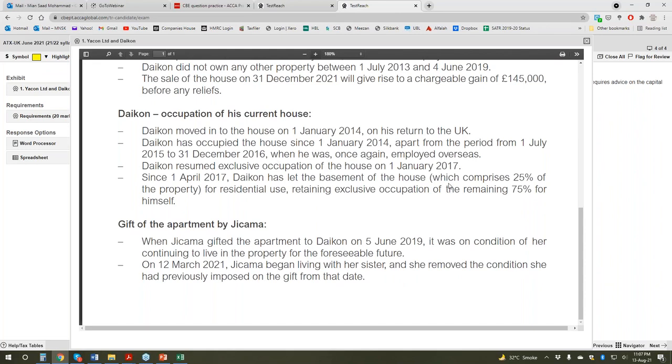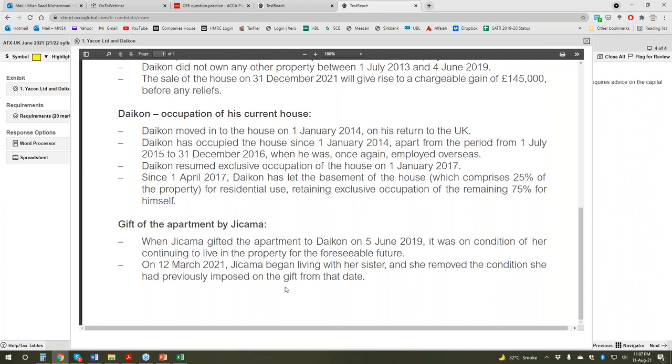Now, in our question, J gifted the property to D on 1st June 2019. It was a condition of hers that she will continue to live there. So the first PET will be on 1st June 2019. Not the PET, rather, for the reservation. On 12th March 2021, Jay began living with her sister and she removed the condition. So we have not been provided with the values, so I cannot say which will be considered. Rather, I will discuss with the examiner both the options, that on whichever date the value is higher, that will be considered as PET. That is one thing.